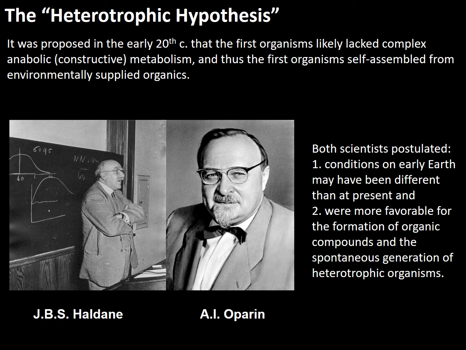Both further reasoned that conditions on the early Earth may have been very different than at present. Both were aware of the idea that oxygenic photosynthesis was a relatively late invention by evolution, and that conditions on the early Earth might have been more favorable for the formation of organic compounds and then the spontaneous generation of heterotrophic organisms from them.